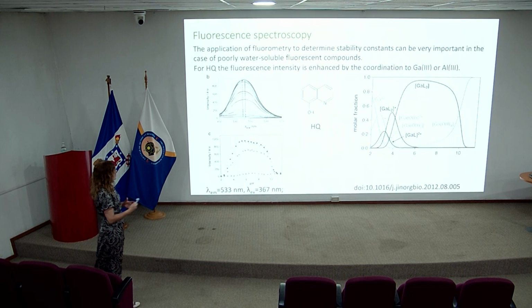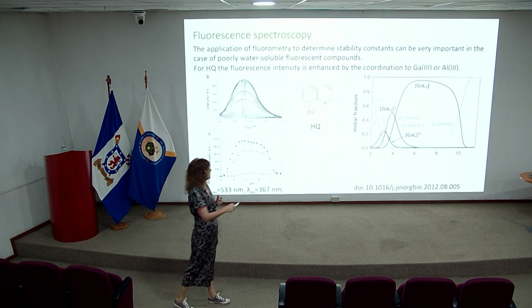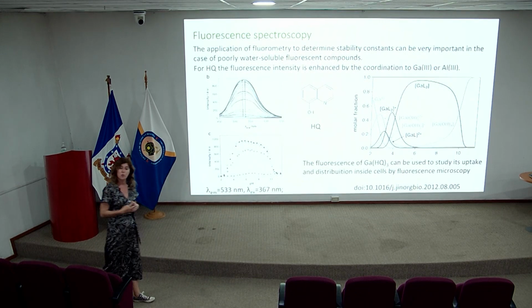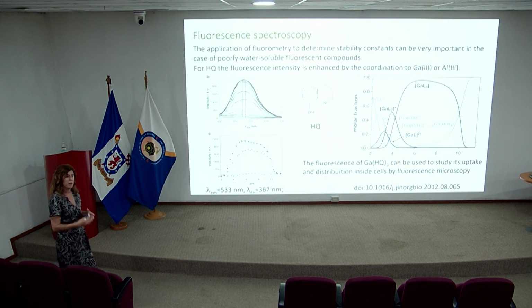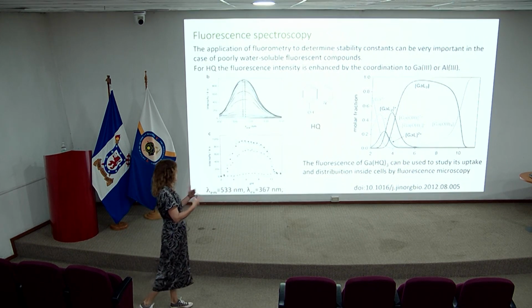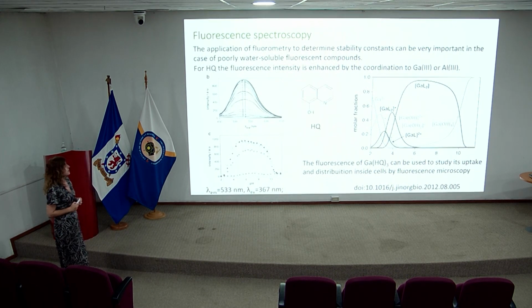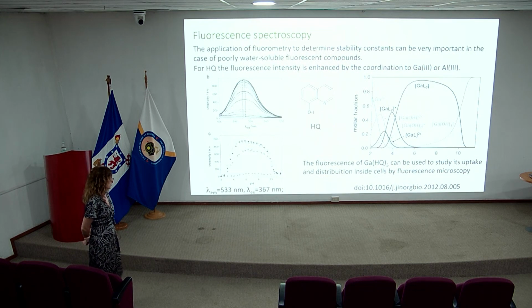It was really nice because these authors could use the fluorescence of the complex to study the uptake and distribution inside cells by fluorescence microscopy. So when we have a fluorescent compound, if the fluorescence is in a suitable range that does not interfere with other things in the cell, we can study its uptake and distribution.